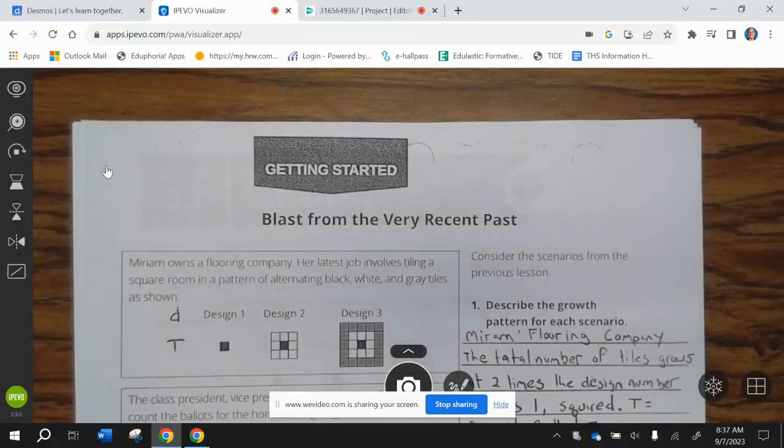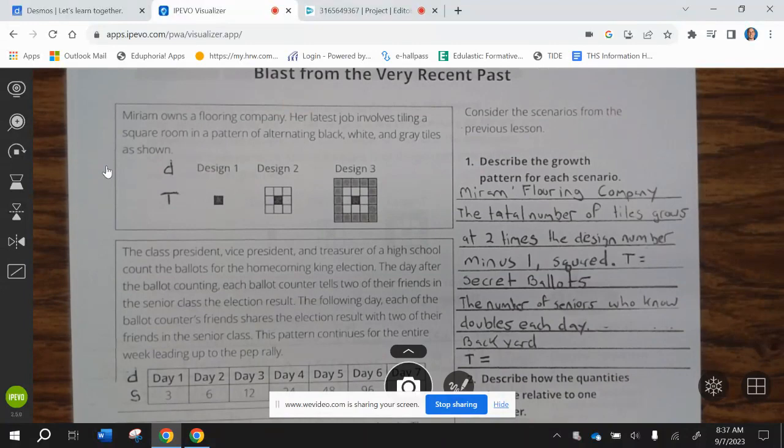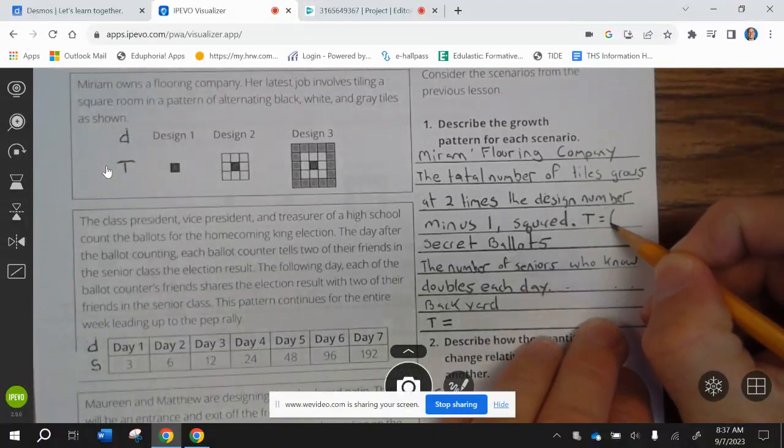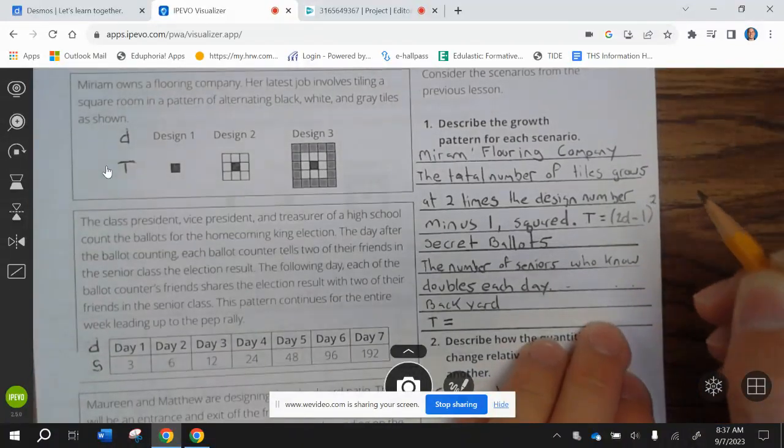Getting started, a blast from the very recent past. Miriam owns a flooring company. Her latest job involves tiling a square room in a pattern of alternating black, white, and gray tiles as shown. Consider the scenarios from the previous lesson. Describe the growth pattern for each scenario. Miriam's Flooring Company: the total number of tiles grows at 2 times the design number minus 1, squared. So the equation is T equals (2D minus 1) squared.